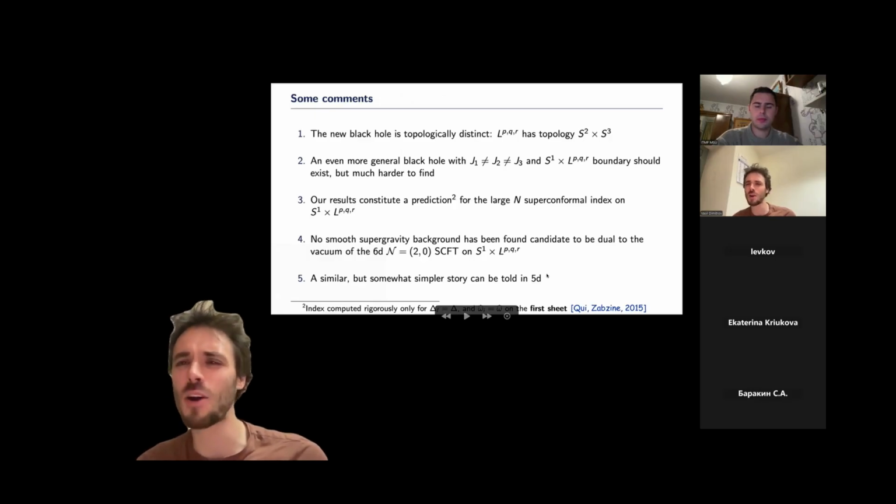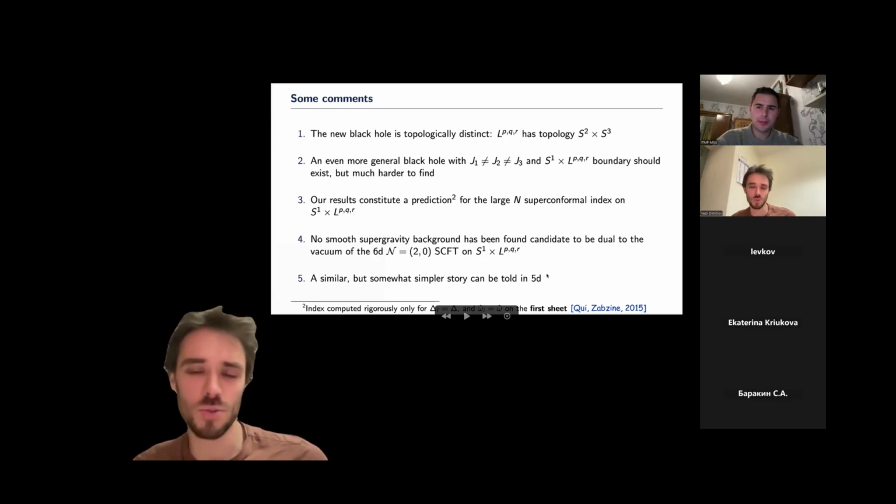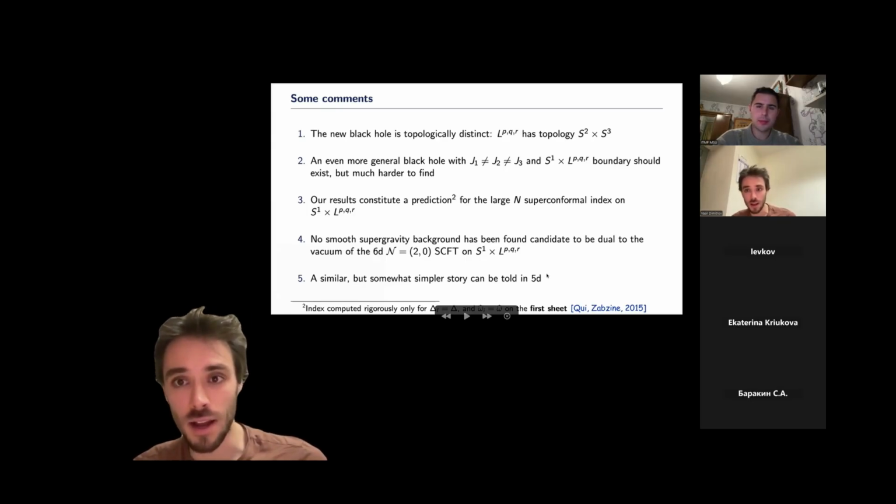And this black hole in 5D with S1 times LPQ boundary and correspondingly S1 times LPQ horizon was not something that had been written down in the literature before, I think because it's kind of a trivial thing to do. Yes, it's taking a factor group. So nobody bothered to write it down. Of course, we wrote it down for completeness, but the 7D story is different due to this topology change. This is actually new.